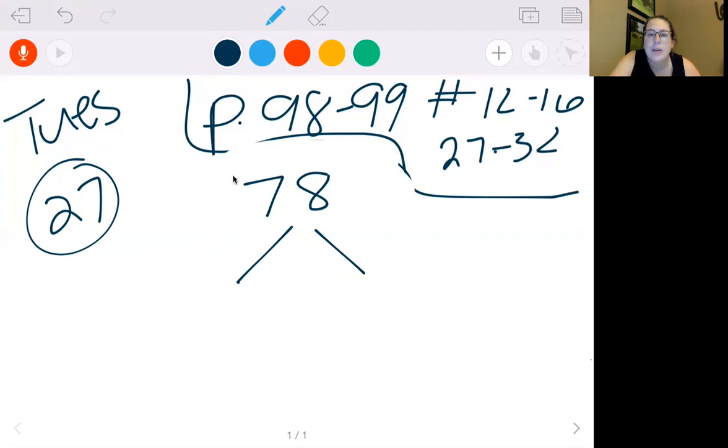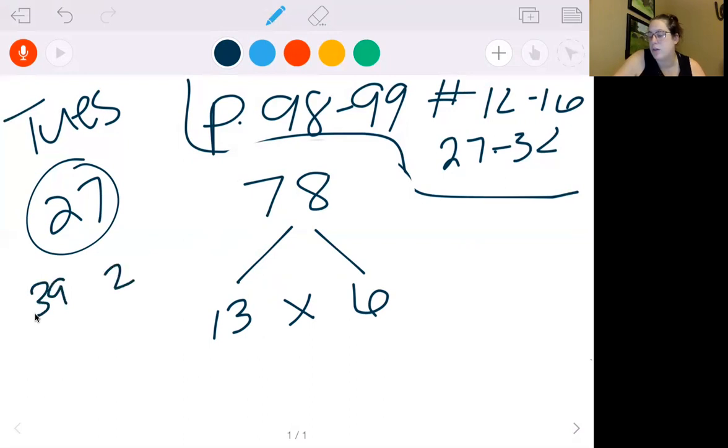All right, so just a second. They gave us 13 and 6 in the book. They don't give that to you in the book, but you could do 78 ends in an even number, so divided by 2 would be 39 and 2. You could do those two numbers. It's easier to do two numbers that are smaller versus a number that's too big, because then you're going to have to do it more times.